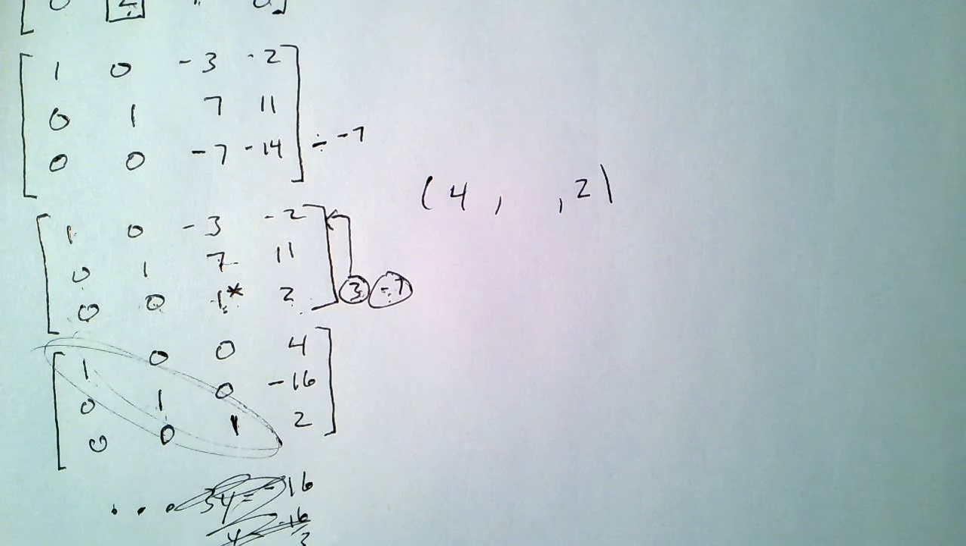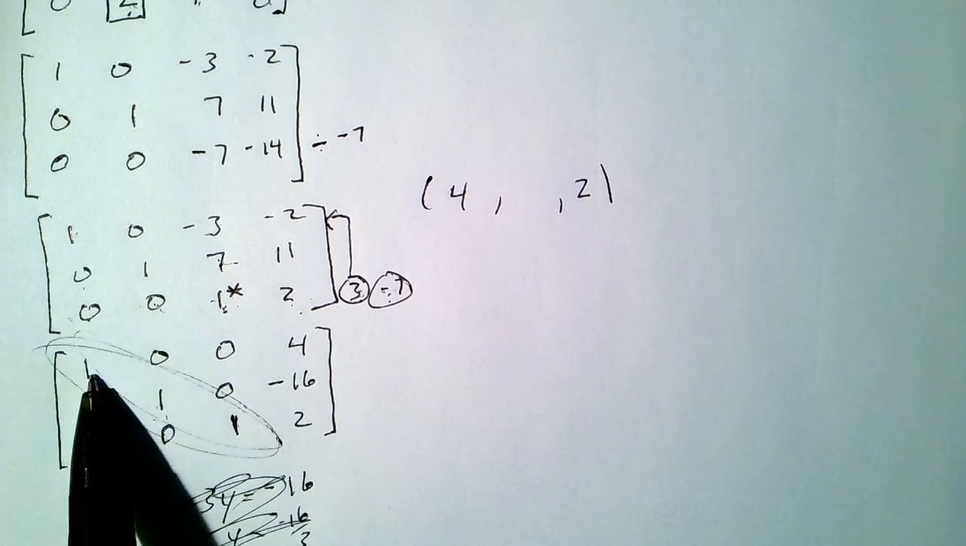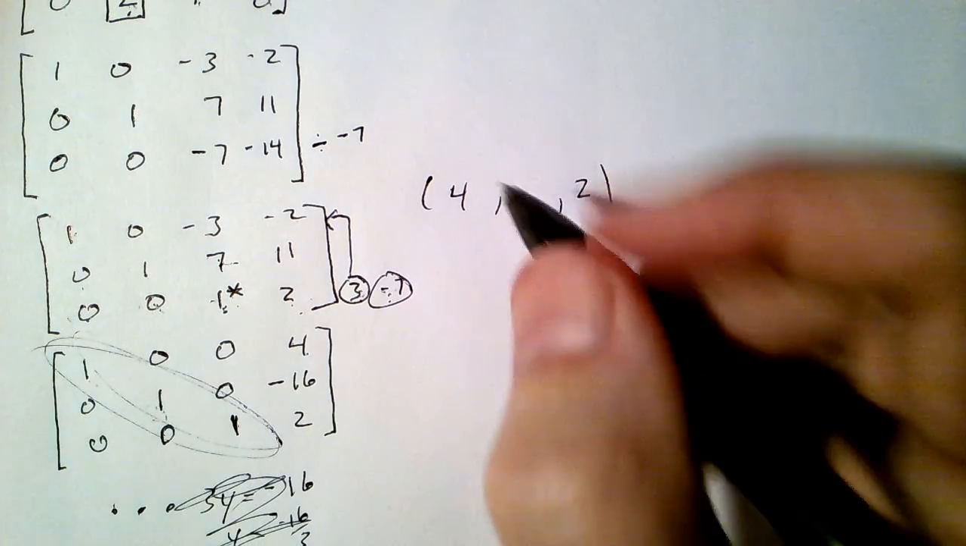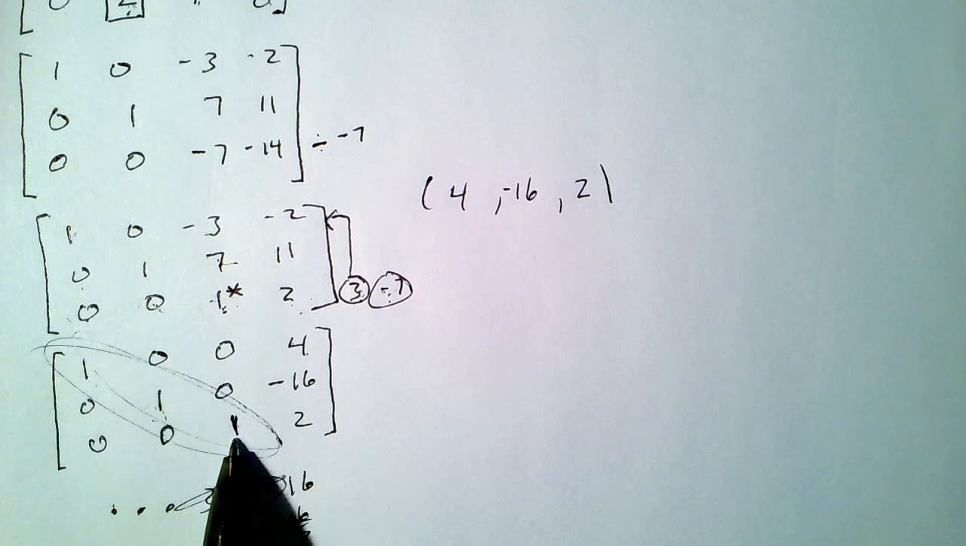This is kind of a beginner level problem on these. It's pretty convenient. So 1x is 4, 1y is negative 16, and 1z is 2.